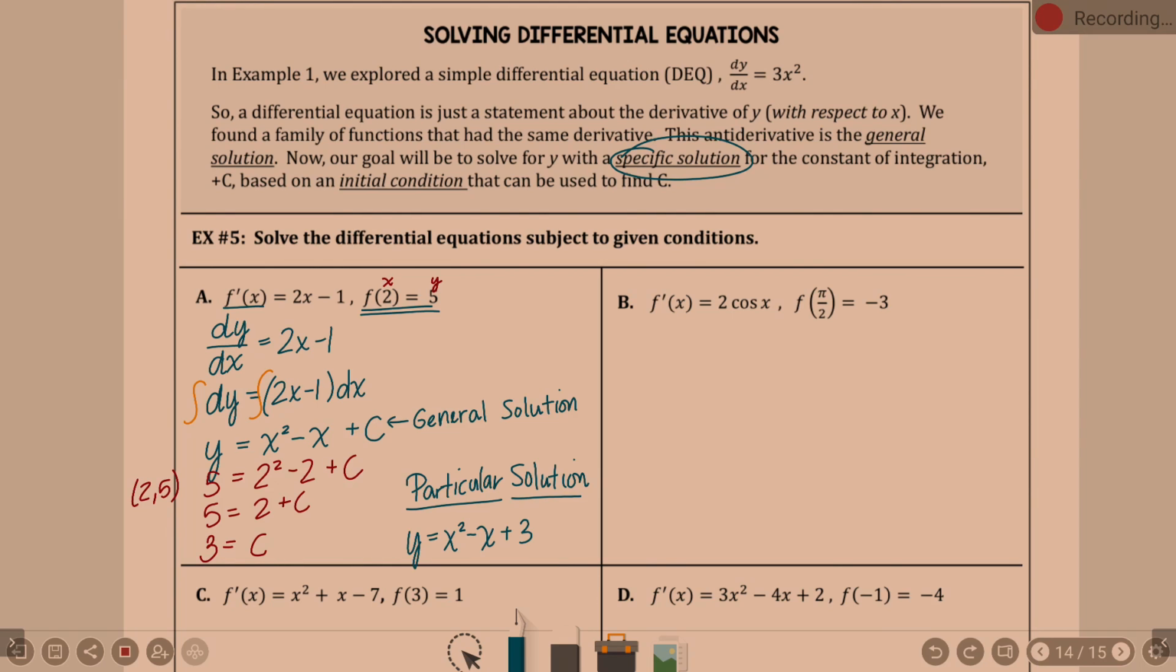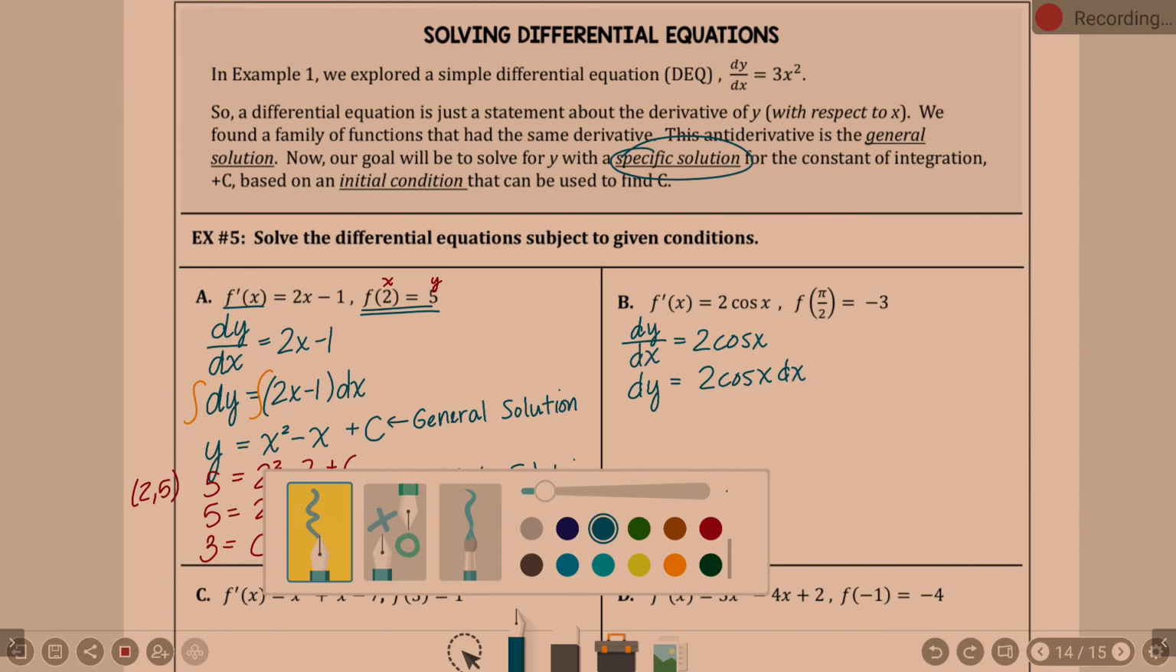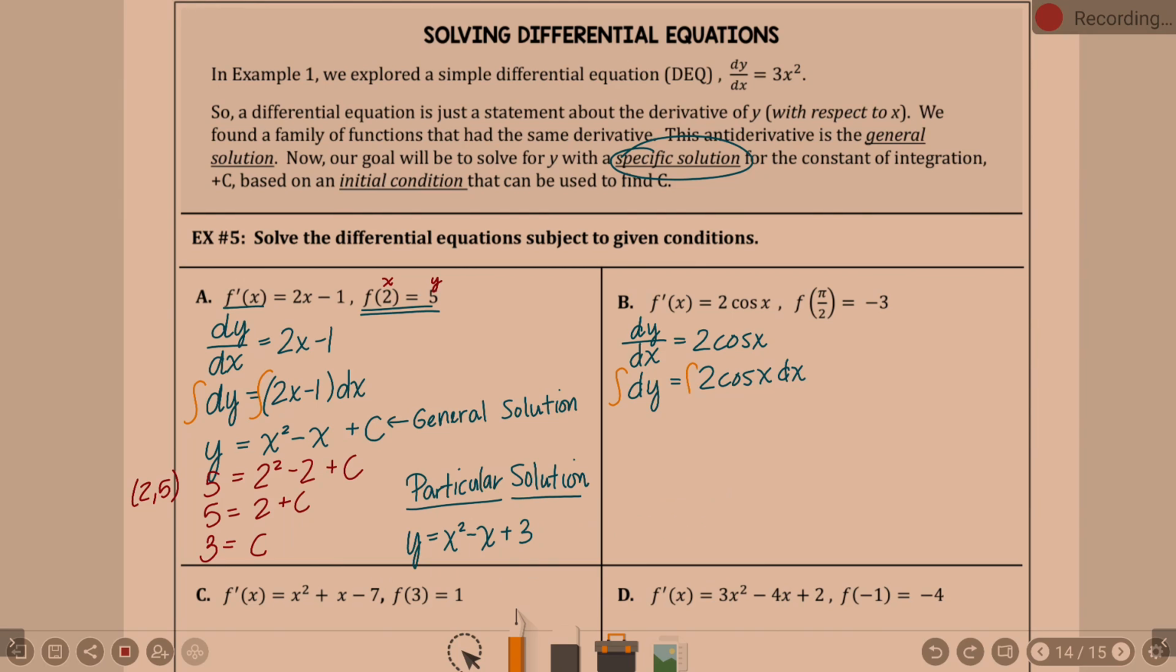Okay, so B. I'm going to show similar notation. F prime of x, another way to say the derivative of y with respect to x, is equal to 2 cosine x. Official notation: I can't really integrate if I don't have the piece telling me which variable to integrate with respect to. So multiply the dx over. dy equals 2 cosine x dx. And now you're ready to take the antiderivative.